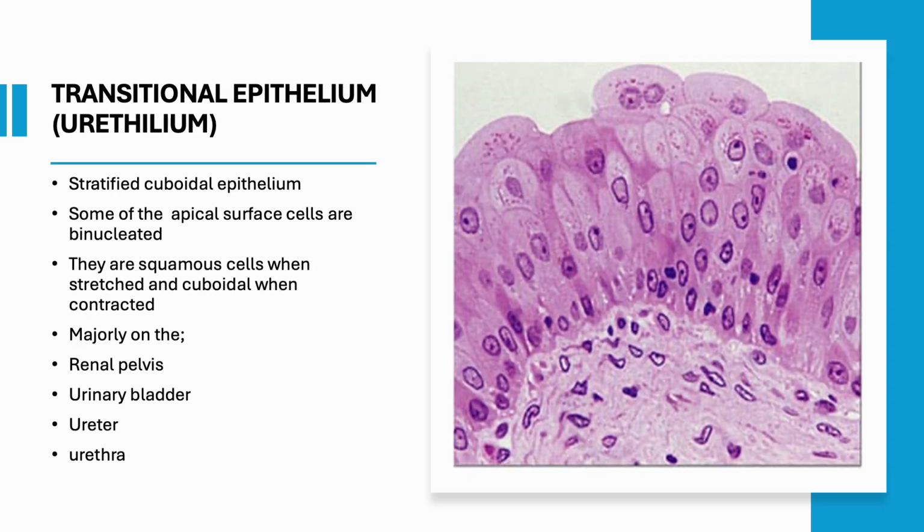Transitional epithelium, we said, is mostly found in the bladder. During contraction and relaxation, the tissue will change. In this stratified cuboidal-like epithelium, some of the apical surface cells are binucleated, like here. On this top area, we'll see that the apical surface has two nuclei. They are squamous cells when stretched and cuboidal when contracted. Found mostly in the renal pelvis, ureter, bladder, and urethra.